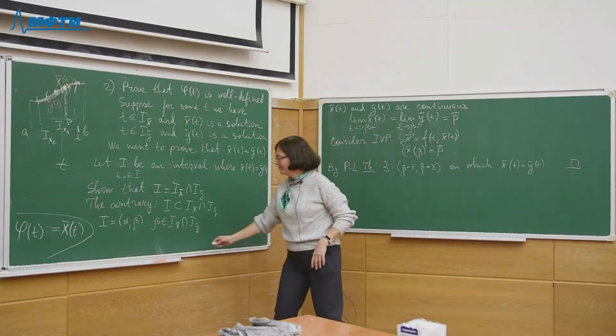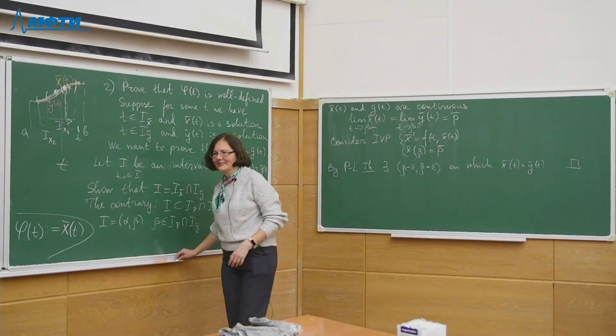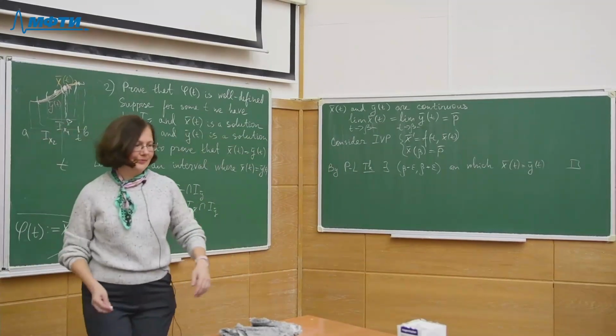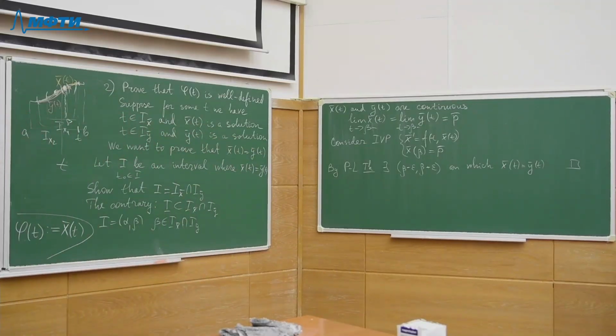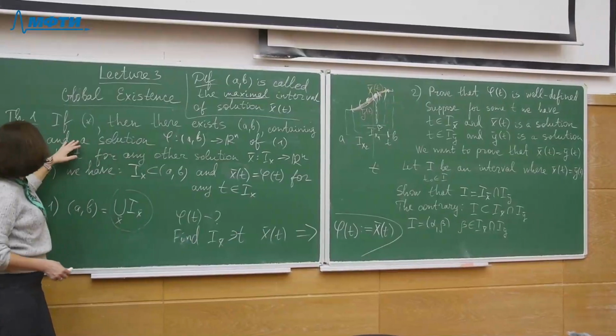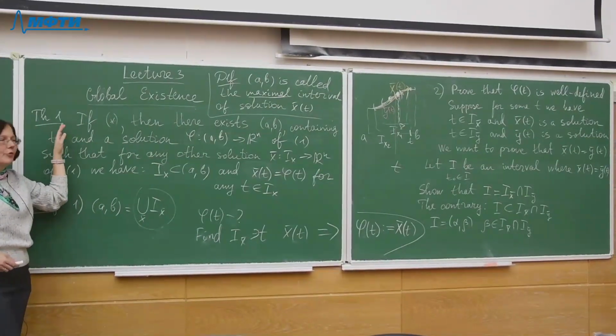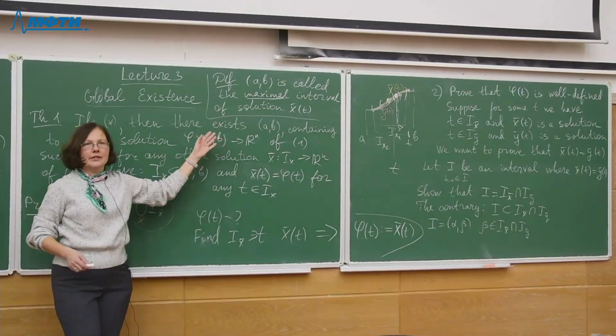Alright. Now let's go further. So I have defined a maximal interval. It comes from the statement of our theorem. So (a, b) is called the maximal interval of the solution.